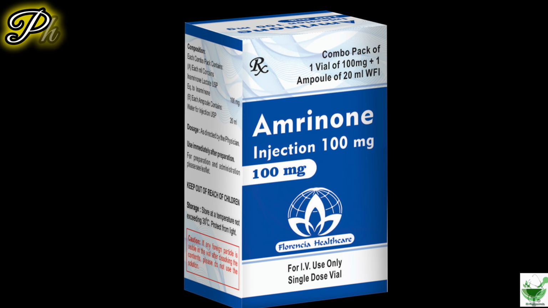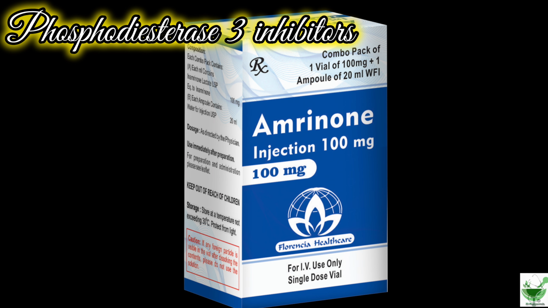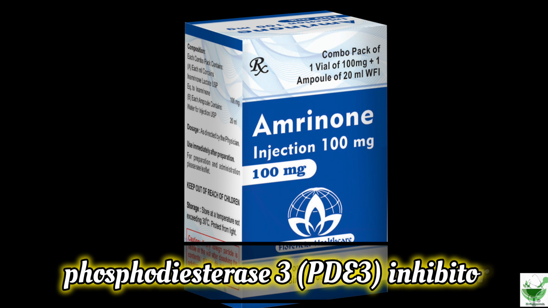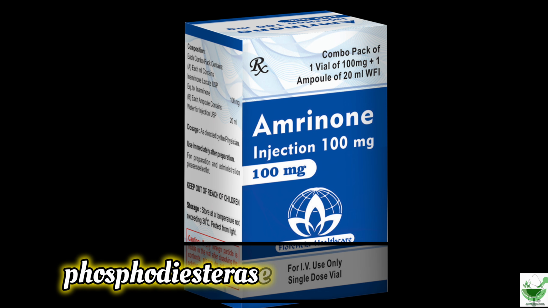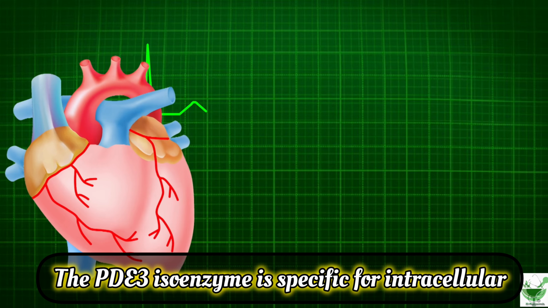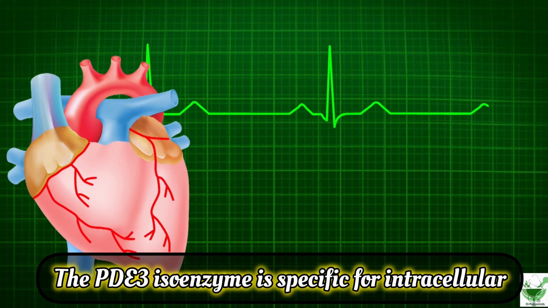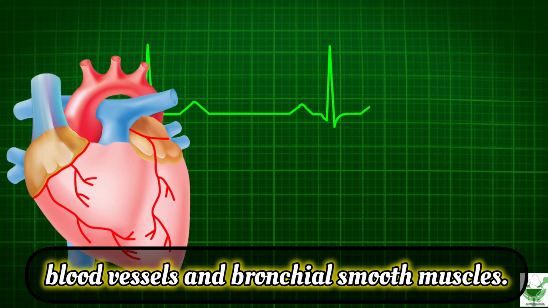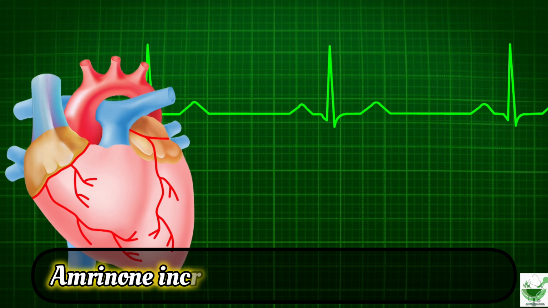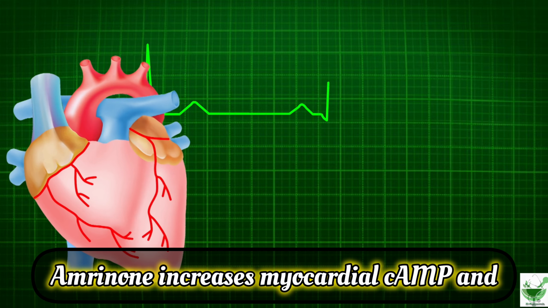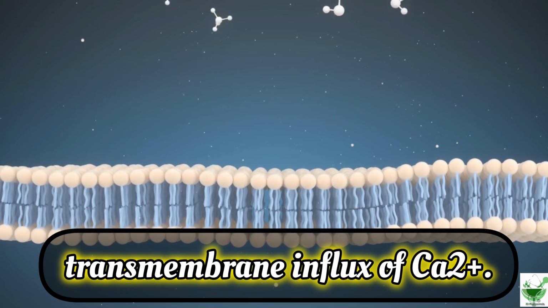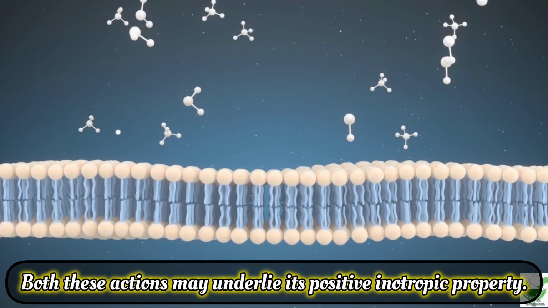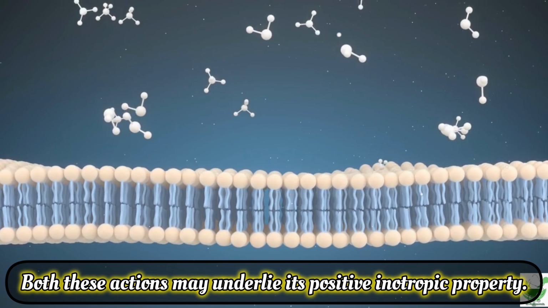Then phosphodiesterase 3 inhibitors. Amrinone is a selective phosphodiesterase 3 inhibitor. Phosphodiesterase 3 is an isoenzyme specific for intracellular degradation of cyclic AMP in heart, blood vessels and bronchial smooth muscle. Amrinone increases myocardial cyclic AMP and transmembrane influx of calcium ions. Both these actions may underlie its positive inotropic property.